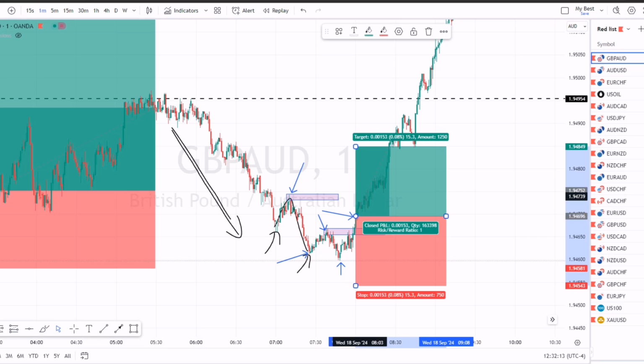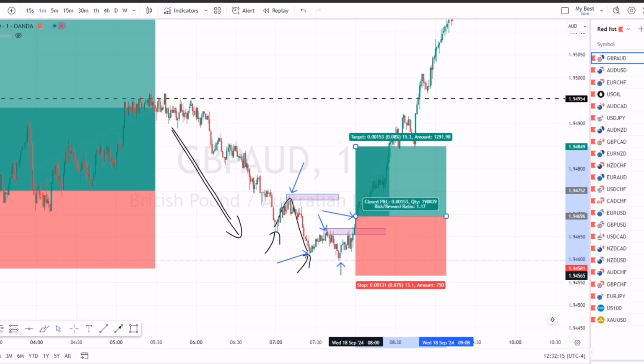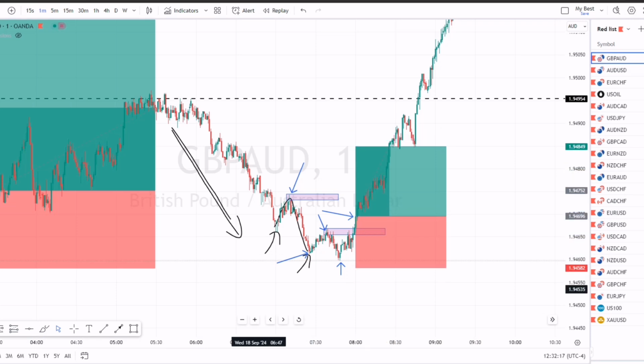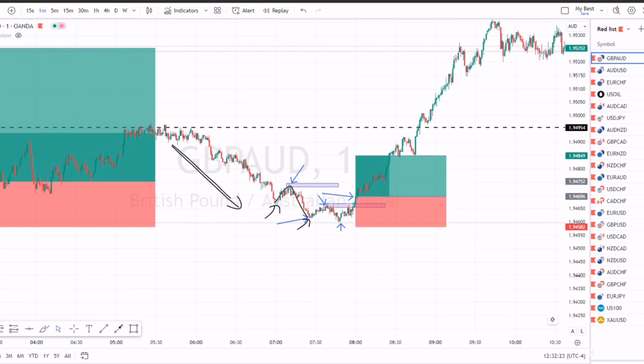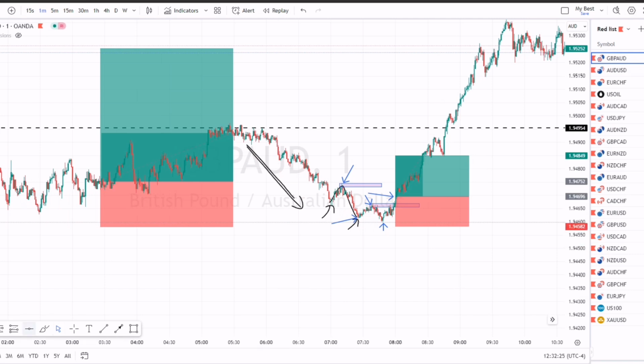I hope you have noticed that I'm on the 1 minute time frame, and then you put your stop loss below that lowest point. And then you can use this opposite downtrend. Remember, we were looking at this downtrend.